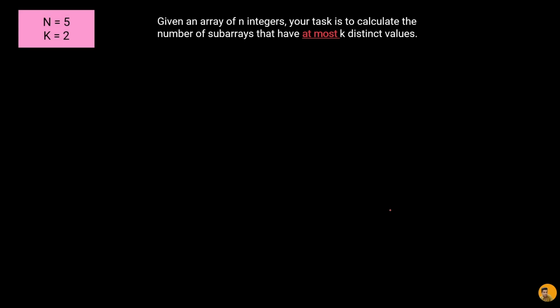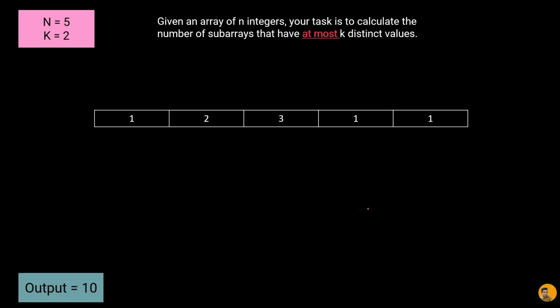So for instance, if the size of the array is 5 and we have to find subarrays with at most two distinct values, then we can have either 1 or 2, not more than 2. If we have 3 distinct elements in a subarray, that is wrong. So for this array, the output is 10.